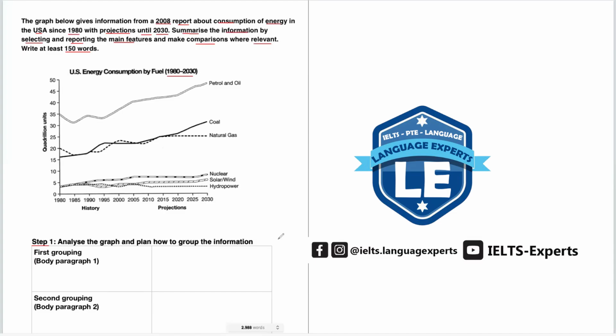to group the information. And you'll notice that I have a first grouping and a second grouping here. This is my outline basically. And I'm going to designate a first grouping to the body paragraph 1 and the second grouping to body paragraph 2. For now, just pay attention to how we're going to group the information. I'll show you how to look at the outline in just a bit.